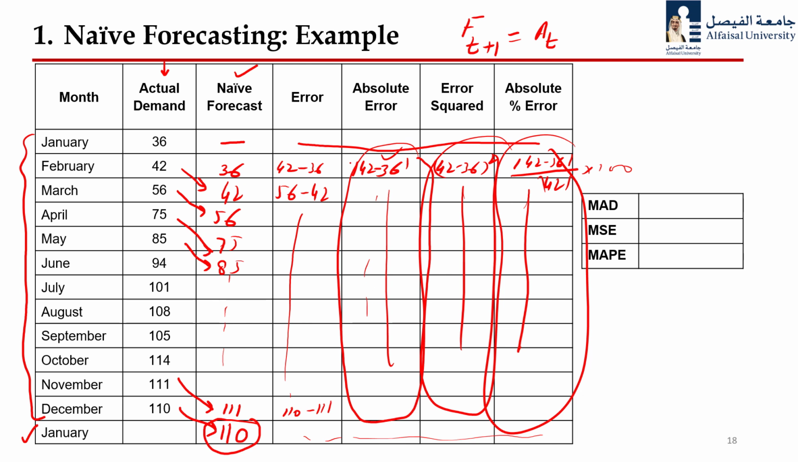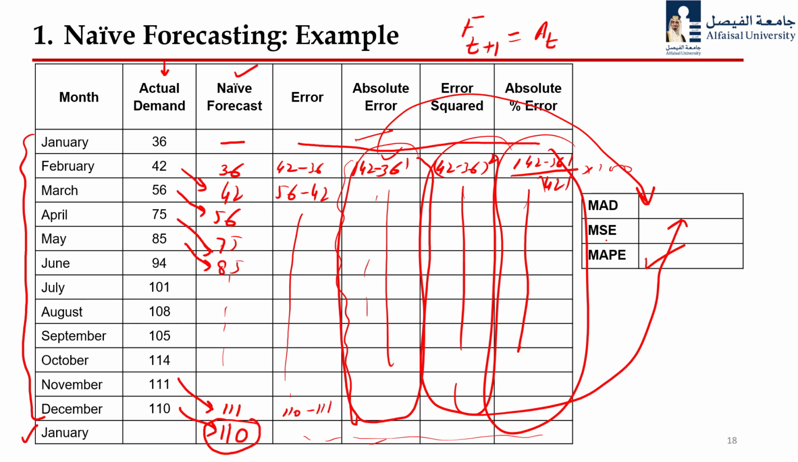data points. Right now the number of data points would be equal to 11, because this is missing, and this is also missing. So we are summing 11 values. Sum it up, divided by 11. This is going to be the mean absolute deviation. Same is the case: sum it up, divided by 11. It is going to be the mean square error. Sum it up, divided by 11. It is going to be the mean absolute percentage error.